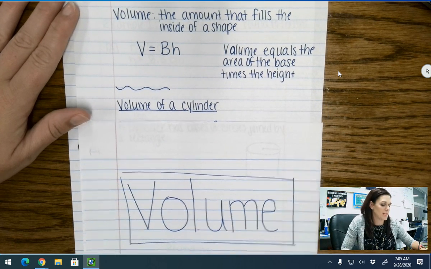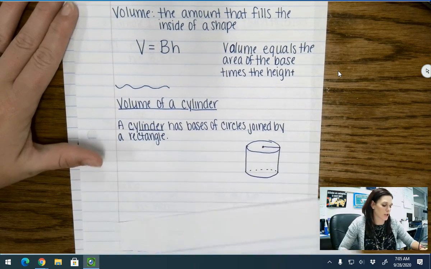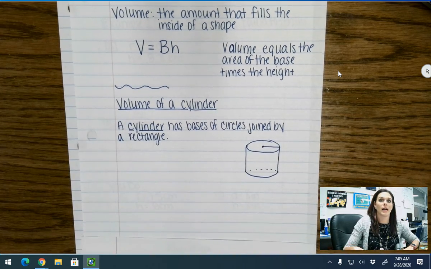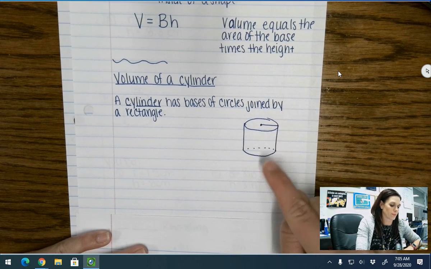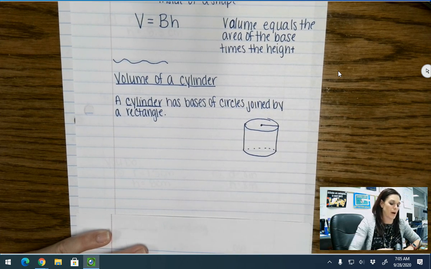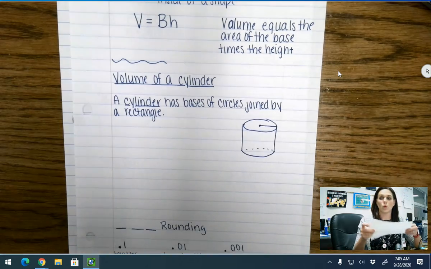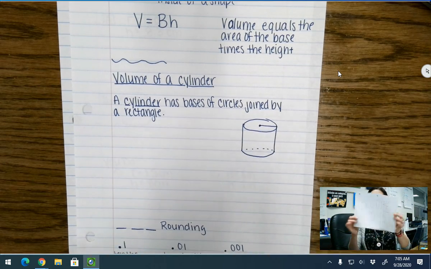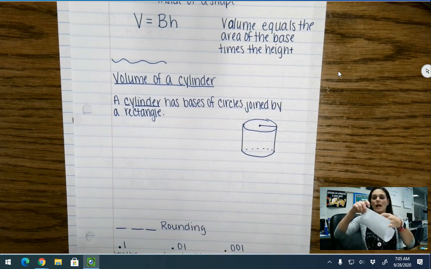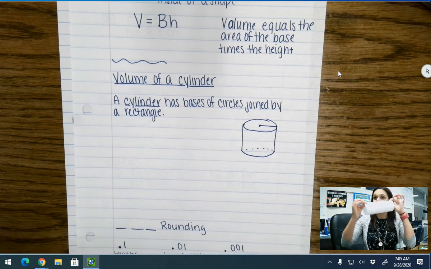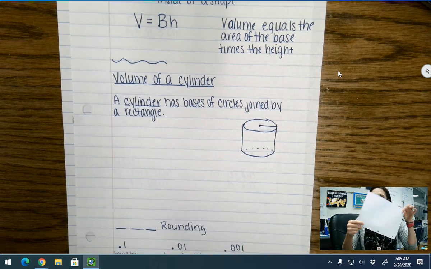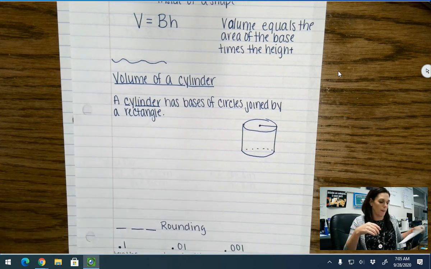We need to understand what a cylinder actually is to start. A cylinder has bases that are circles, and they are joined by a rectangle, because if you think about it, if you were to curl a piece of paper, which is a rectangle, and tape it together, you would in fact be making a cylinder. That's what they're talking about when they mention the rectangle part.